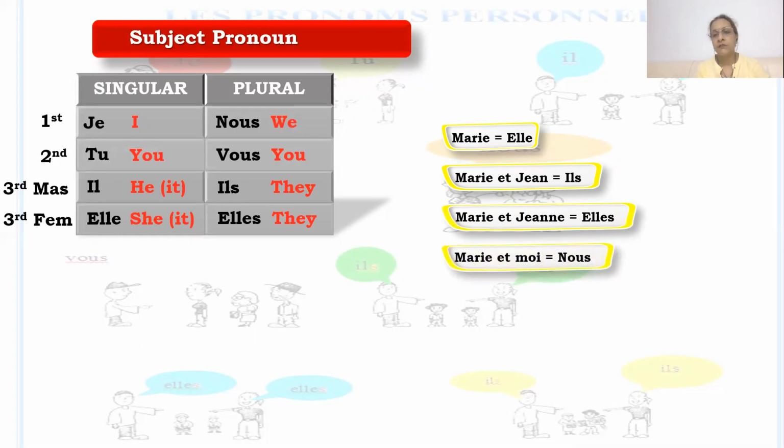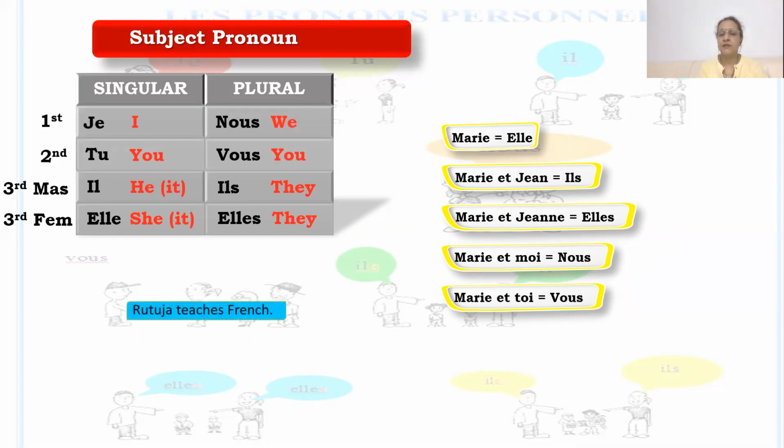Mary et moi, that is Aisha and I, we just saw that. So Mary et moi is replaced by the subject pronoun nous, and Mary et toi is replaced by the subject pronoun vous. These two are the most important rules which we tend to get confused. So please remember this. Mary et moi, nous, Mary et toi, vous. Let's take some simple sentences in English and revise these rules all over again.